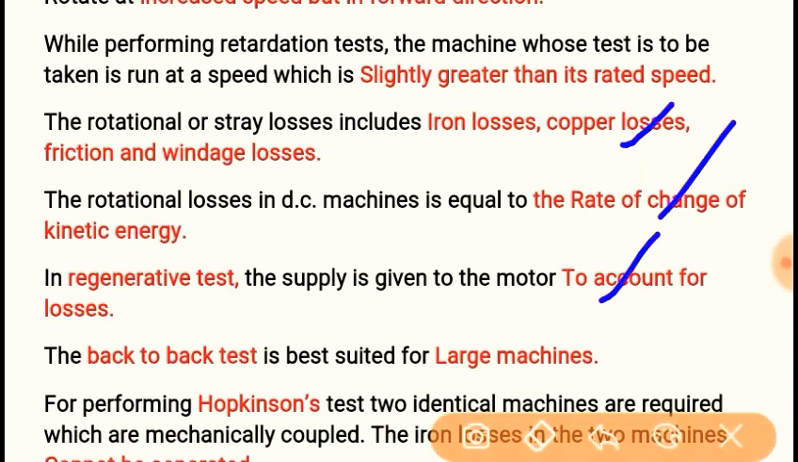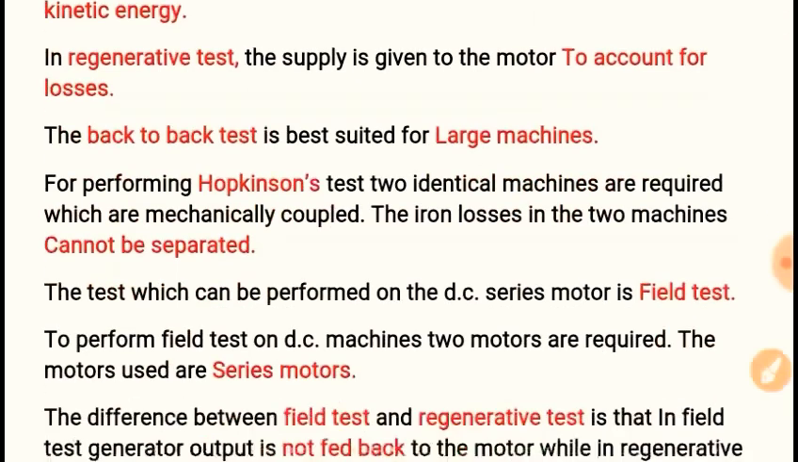In the regenerative test, the supply is given to the rotor to account for losses. The back-to-back test is best suited for large machines. This is also a most important point.